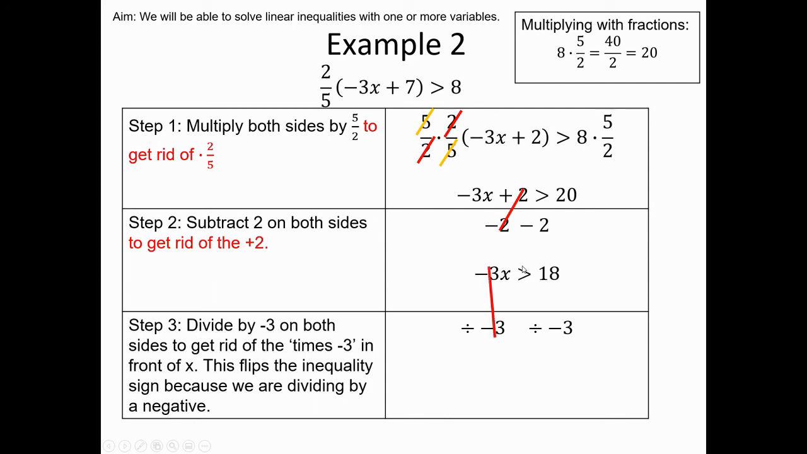And that cancels out because the whole point of this is to get rid of the times negative 3 in front of the x. So on the left side, we have x. And on the right side, 18 divided by negative 3 is negative 6. So x is greater than negative 6. And you might think we're done here, but we're not, right? Because there's one last thing to do. You have to keep in mind that this flipped the inequality because we're divided by a negative number. So I'm just going to take the inequality and flip it. Our final answer is x is less than negative 6.